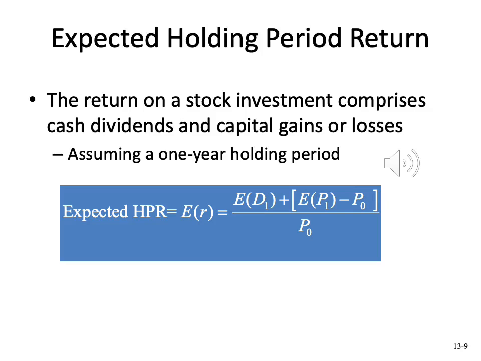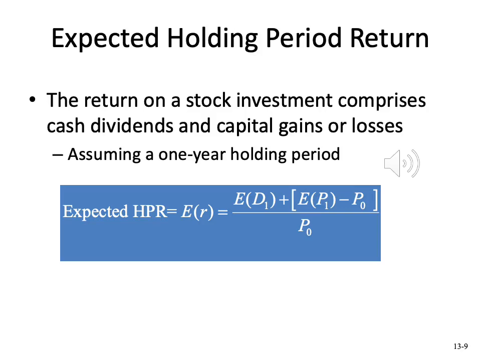Okay, assuming we have a 1 year holding period, then the expected holding period return will be the expected dividends you are going to receive over the 1 year period, plus the capital gain or capital loss, which is calculated as the expected ending period price P1 minus your purchase price P0. The whole thing divided by P0, which is the purchase price, or your initial investment in the stock.